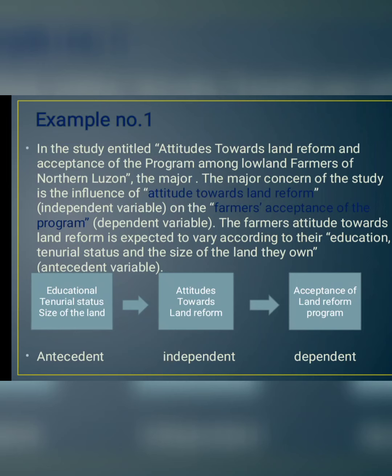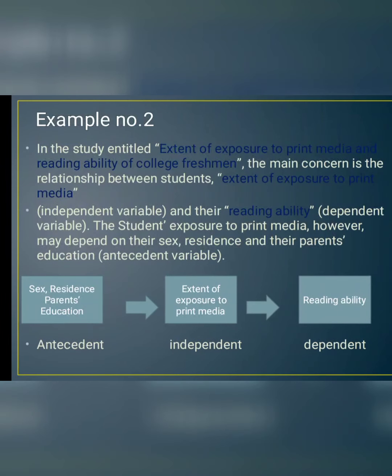So, ang dependent dito is ano yung maging epekto pag tinanggap nila yung program. At yung independent, ano-ano yung mga dapat na attitude na ipapakita nila towards land reform. Sa antecedent naman, kailangan niyang i-explain kung bakit naka-base sa education yung pagtanggap ng mga lupain.